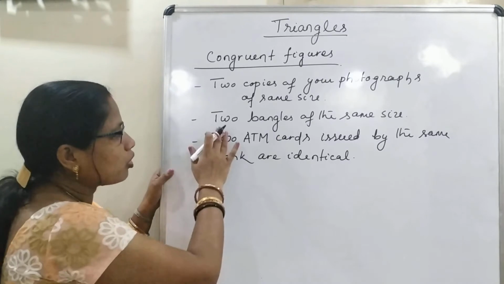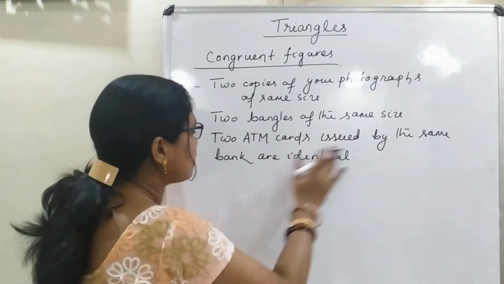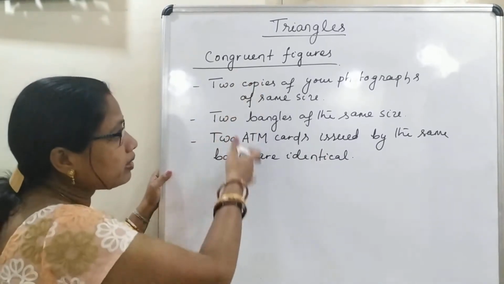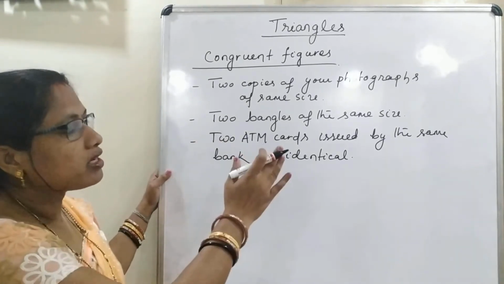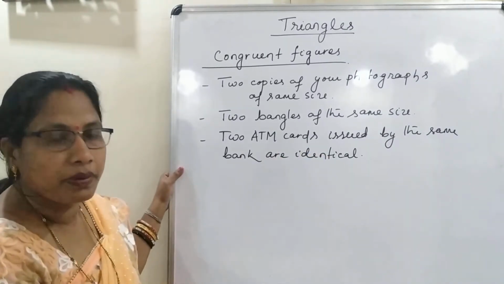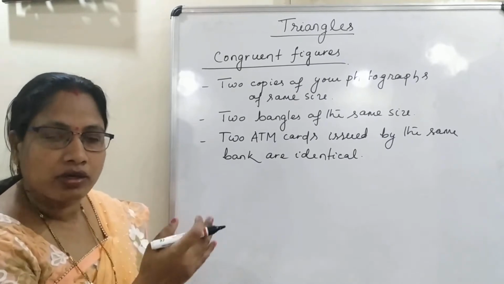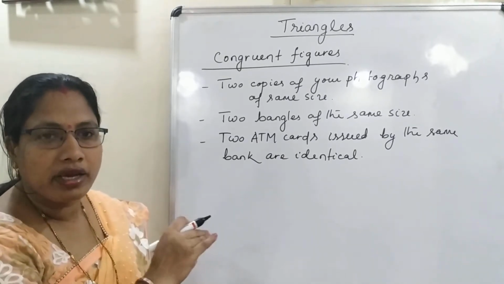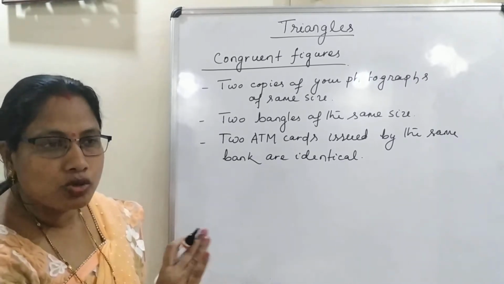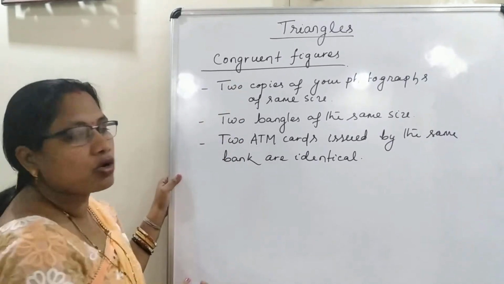In your day-to-day life, you must have observed figures such as two copies of your photographs of the same size or two bangles of the same size. Two ATM cards issued by the same bank are identical. These figures having same shape and same size are called congruent figures. If we put a 1 rupee coin on another 1 rupee coin, it will cover the whole coin. So these two 1 rupee coins are congruent to each other.